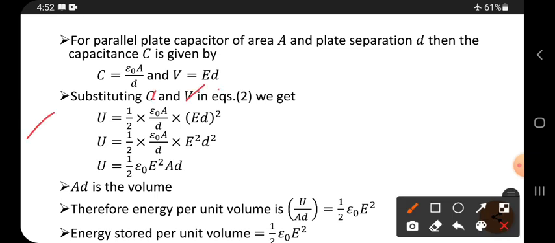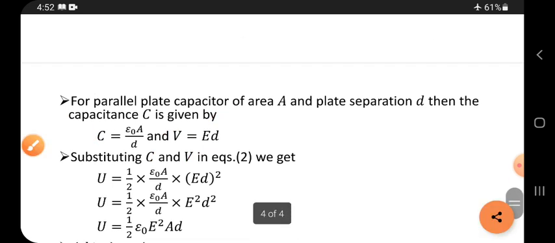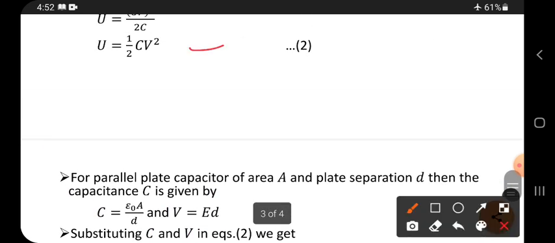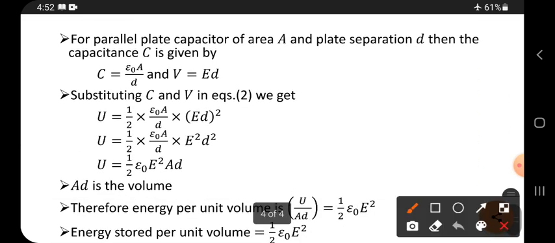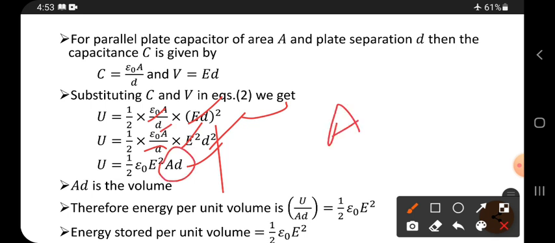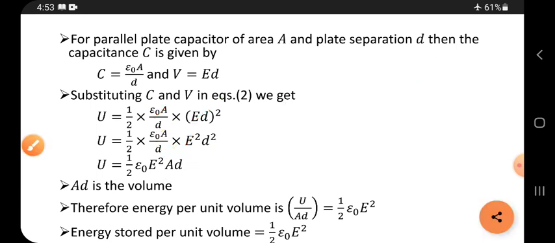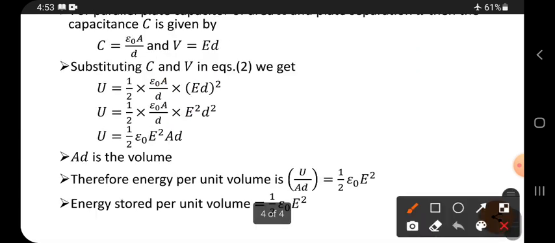Substituting C and V in the above equation, equation 3. In the place of C is this one, and in the place of V square it is E square D square. Downside D is there, so one D gets cancelled, and one D remains. The A and D are written on one side, so area into distance gives the volume. So AD is the volume.